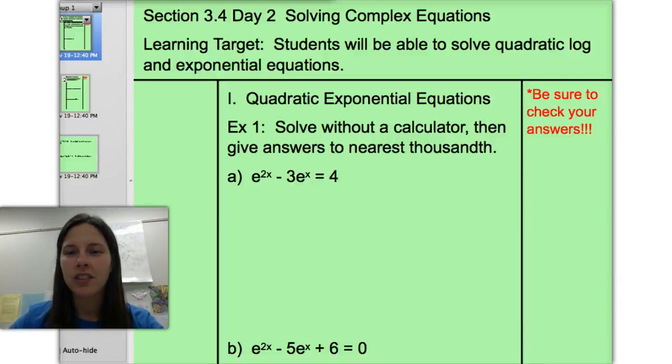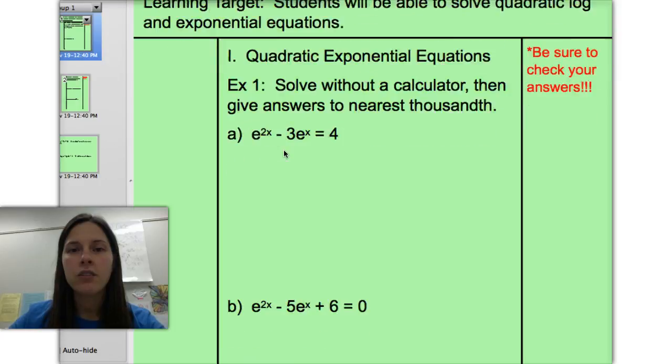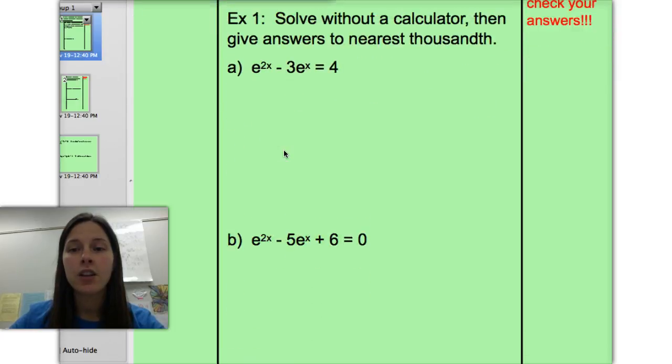As promised, today we're going to look at some more complicated solving log and exponential equations. So we're going to start off with a couple of exponentials. If you take a look at the first one, it does look quite complicated. We've got e to the 2x minus 3 times e to the x equals 4.